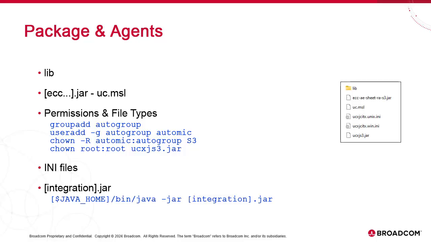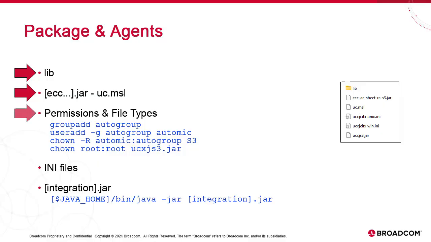The file system has a number of files and a lib directory. There are Java files and archives that contain the objects needed for the integration, 1 or more template connections, and 1 or more template jobs, and some interface elements. The uc.mcl file is the message dictionary, and the two ini files for Windows and Unix are the config files.